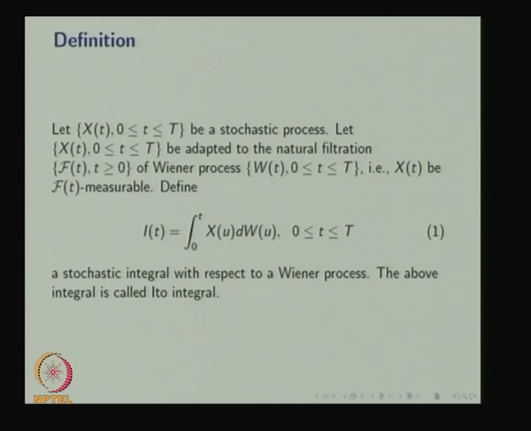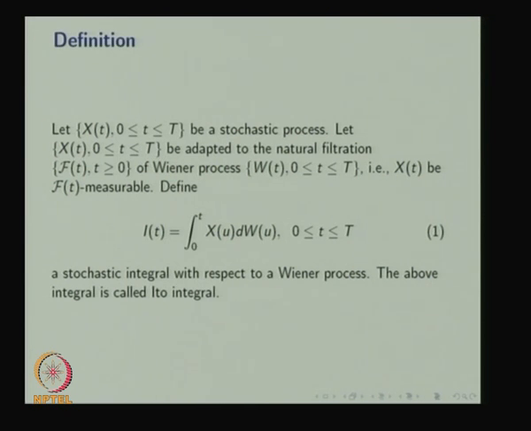The Wiener process W_t starts with W_0 equal to 0, and its increments are stationary as well as independent. The increments are normally distributed with mean 0 for the standard Wiener process, and the variance of the increment is, for s less than t, t minus s.